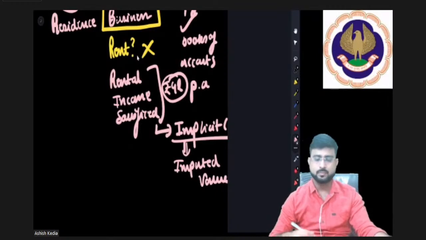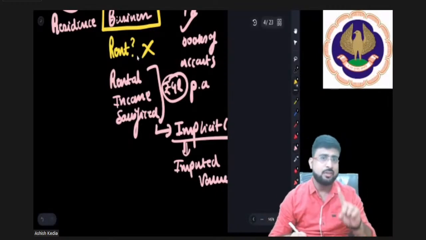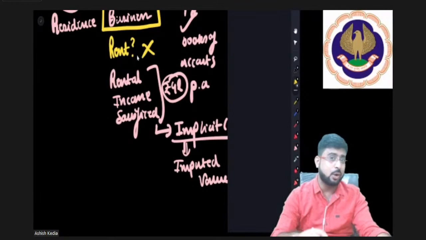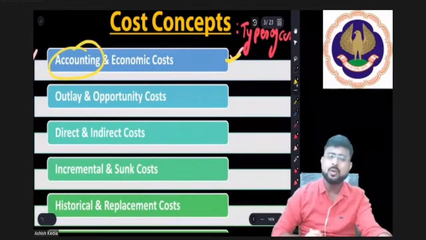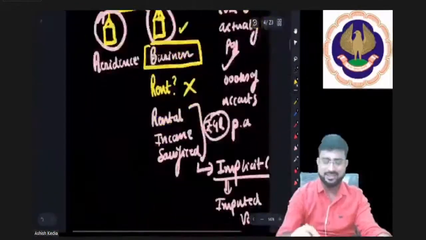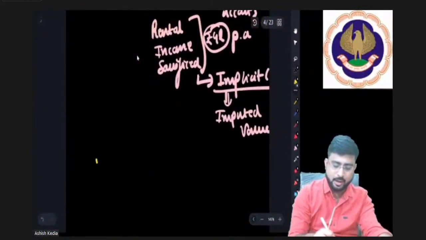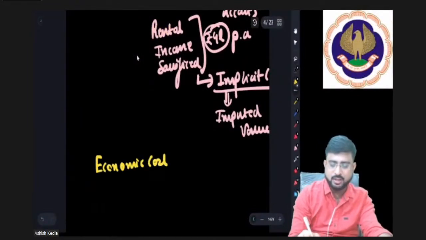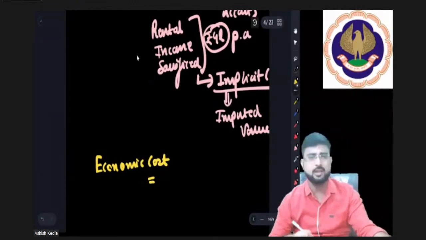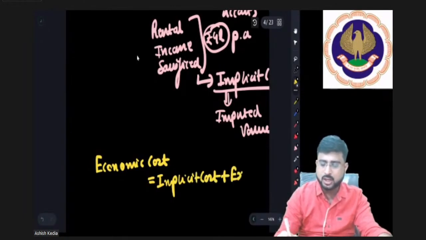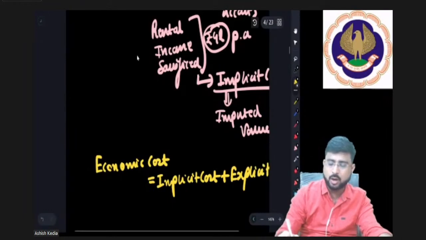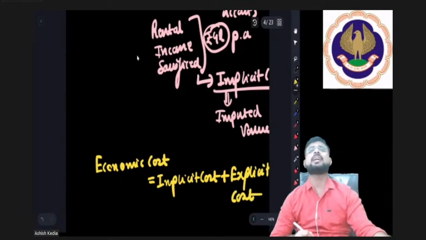Correct. And guys, do you remember we had started with the concept of economic and accounting cost? I told you I will teach you this. Accounting I have already taught you. Economic cost, my dear lovely friends, is equal to what? Exactly. Implicit cost plus explicit cost.